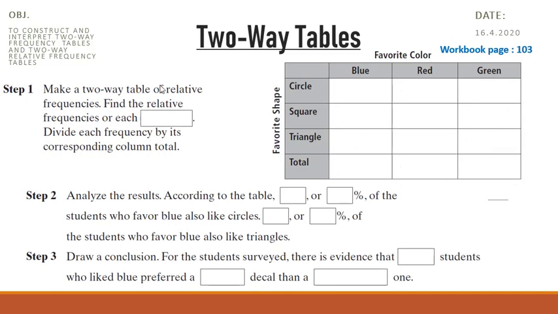Okay guys, we will make a two-way table of relative frequency. We will find the relative frequencies for each what? For each column. Divide frequency by its corresponding column total. So we'll divide the number of round blue, or circle blue, by the total of blue.